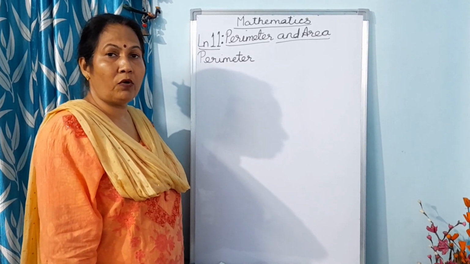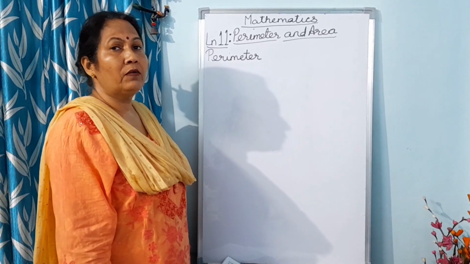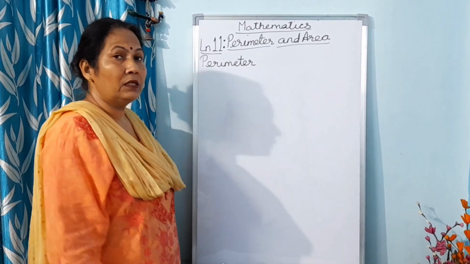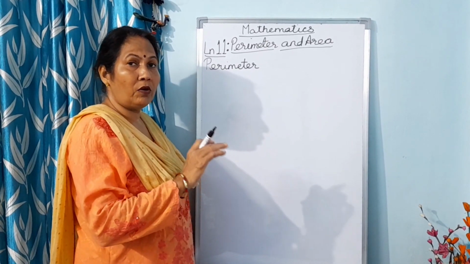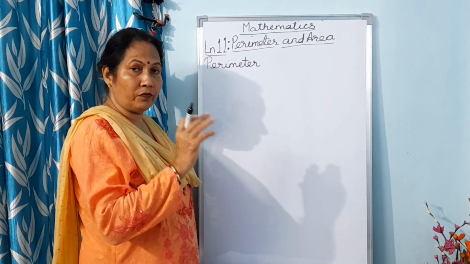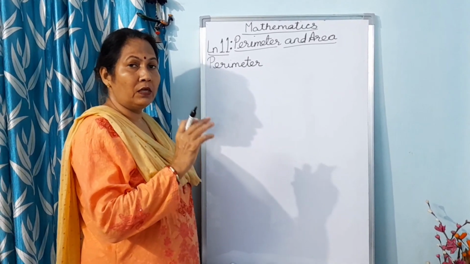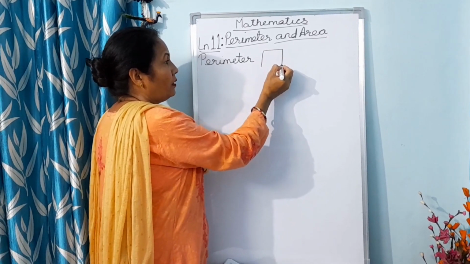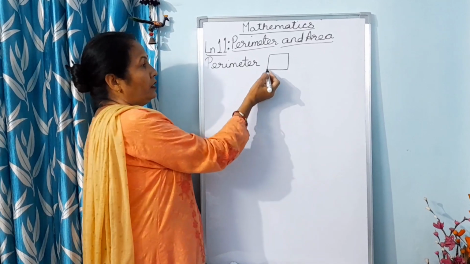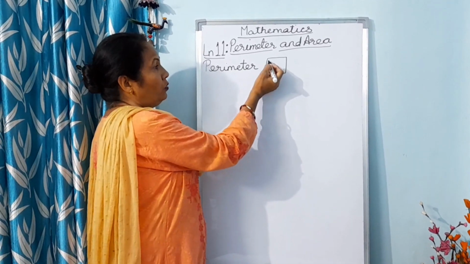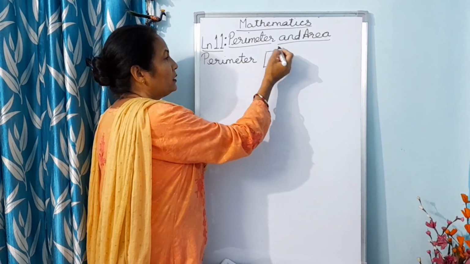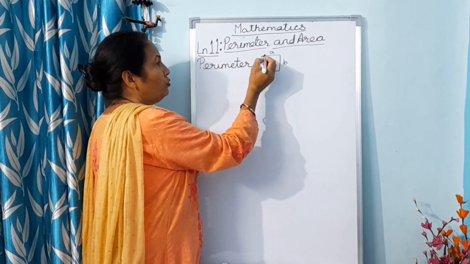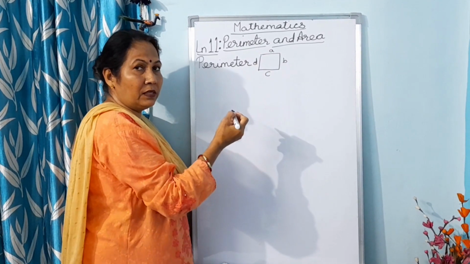I am going to explain you what is perimeter. Children, please see it carefully. Now what is perimeter? Perimeter is the closed figure or boundary of a figure. Now in this, children, I will give you an example. Like you have a square here. Now in this square it is a closed figure. So the boundary is A, B, C and D. So you measure the boundary here.